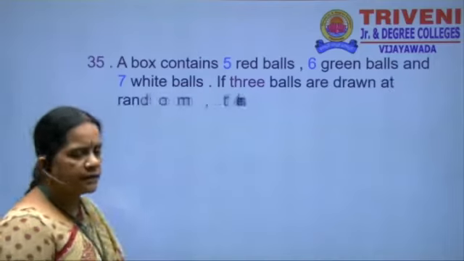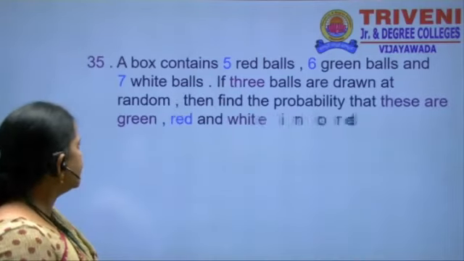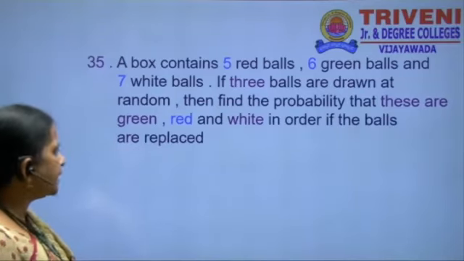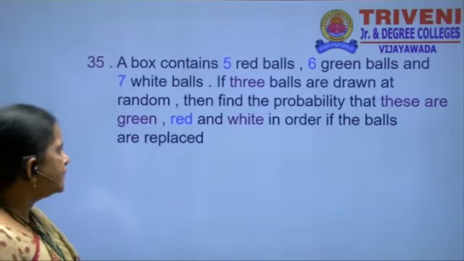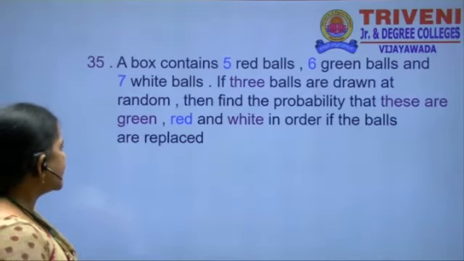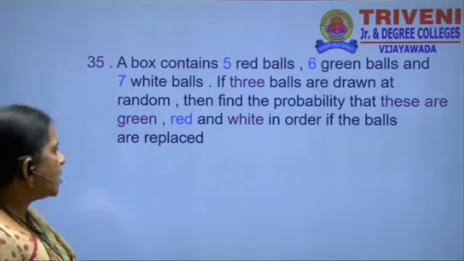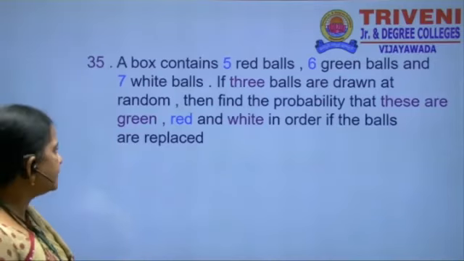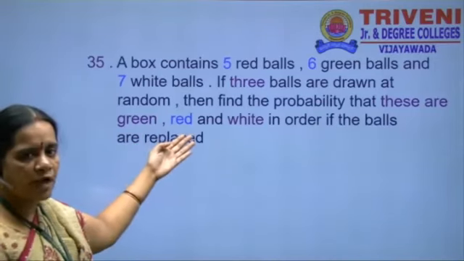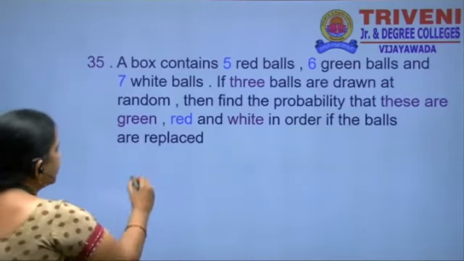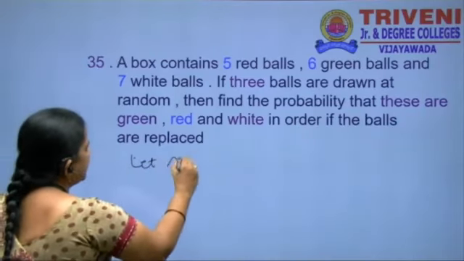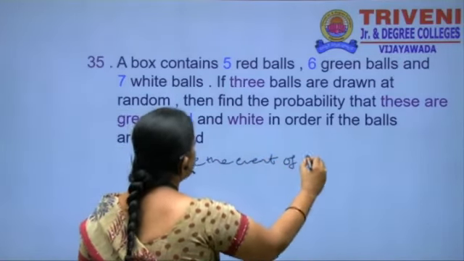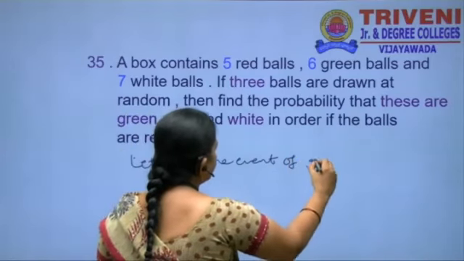A box contains 5 red balls, 6 green balls and 7 white balls. If 3 balls are drawn at random, then find the probability that these are green, red and white in order if the balls are replaced. First we take the white ball, then it is replaced, and again the same with green and red balls, then replace it. Let A be the event of getting a red ball.